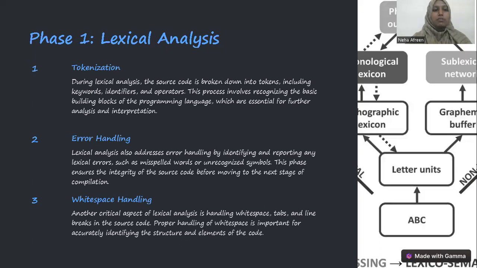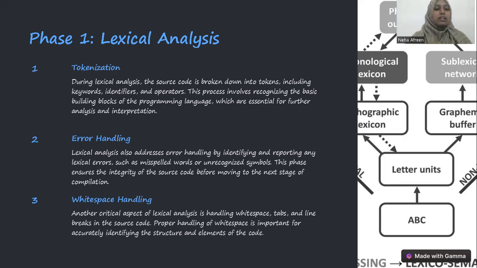So, the phases of RAT compiler design. The first phase of RAT compiler design is lexical analysis. In lexical analysis, there are three types: tokenization, error handling, white space handling. Tokenization. During lexical analysis, the source code is broken down into tokens including keywords, identifiers, and operators. This process involves recognizing the basic building blocks of the programming language, which are essential for further analysis and interpretation.